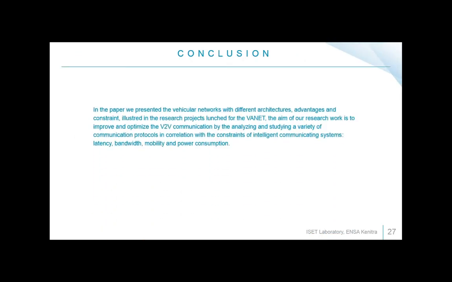So now, to conclude, in the paper we presented the vehicular networks with different architectural advantages and constraints illustrated in the research projects launched for the VANET. The aim of our research work is to improve and optimize the V2V communication by analyzing and studying a variety of communication protocols in correlation with the constraints of intelligent communication systems: latency, bandwidth, mobility, and power consumption.